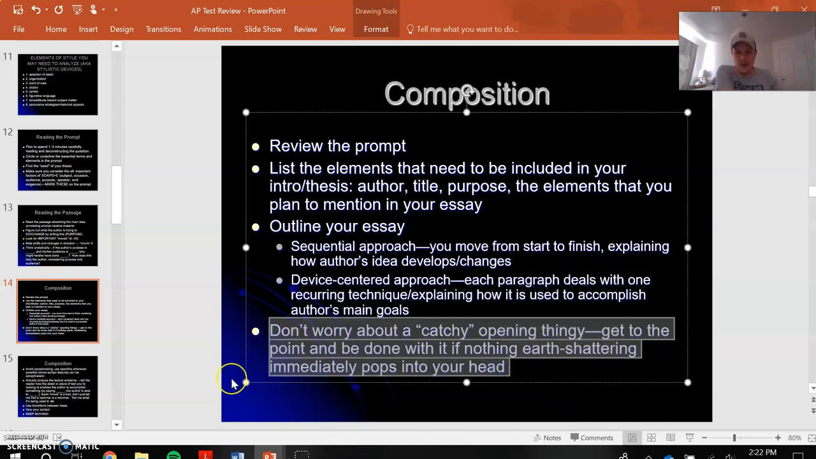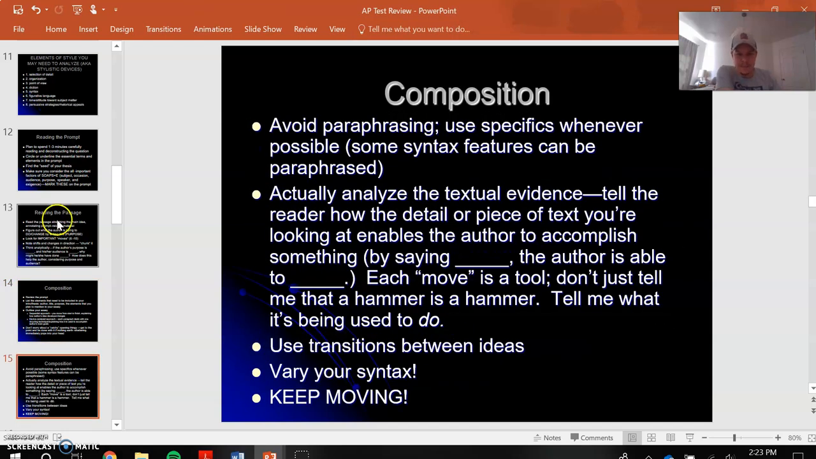I said here that you don't need to have a terribly catchy opening. You don't have to agonize over a hook. We'll talk a little bit more, or you guys will practice a little bit more, what you should be doing in an introduction. You're basically establishing the situation that surrounds the piece and then laying out your thesis. Again, more practice on that later.